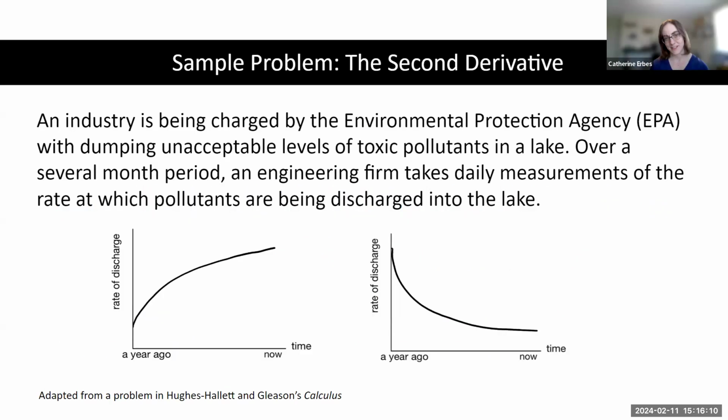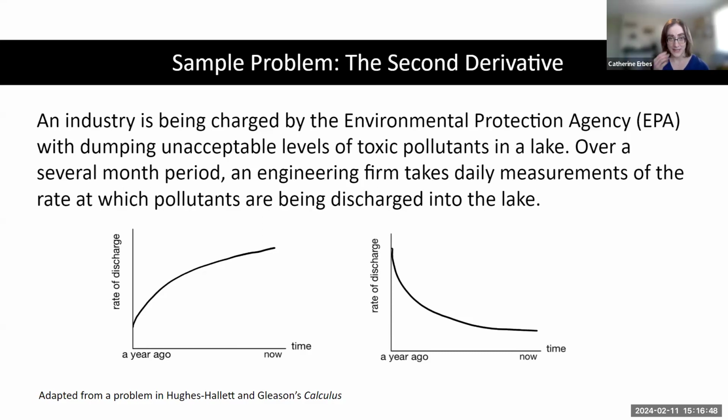So the last problem we're going to talk about, I actually adapted from a problem in the Hughes, Hallett, and Gleason calculus book that I used in high school because I had a copy of it laying around. Basically, there's a situation where an industry is being charged with dumping an unacceptable level of toxic pollutants in a lake. The two graphs that you can see here were basically two parts of the problem: if this engineering firm takes measurements of the rate at which pollutants are being discharged, if they produce the graph on the left, it would describe what's happening. And if they produce the graph on the right, it would describe what's happening.